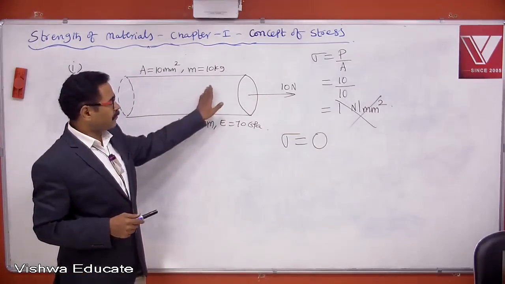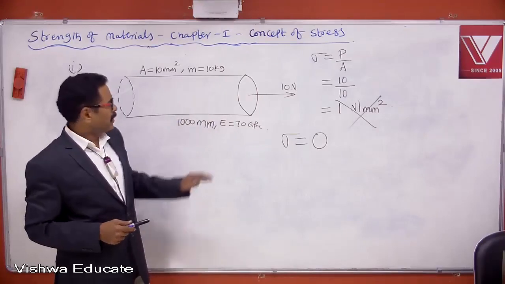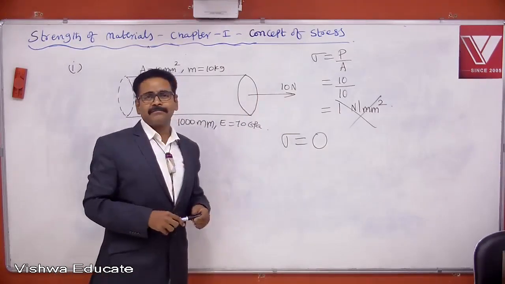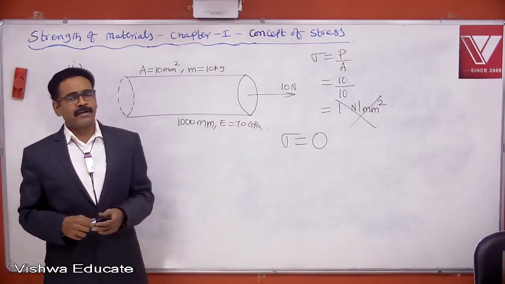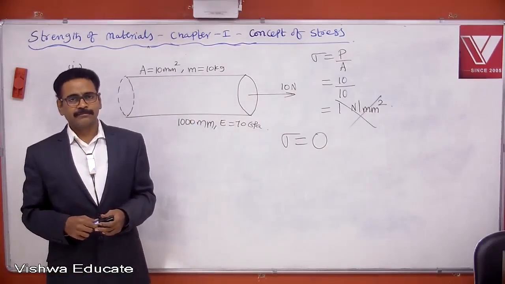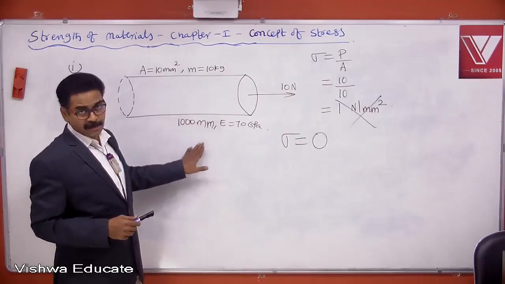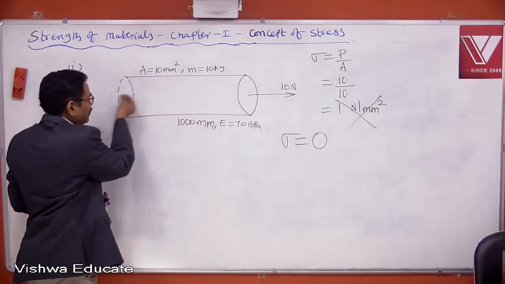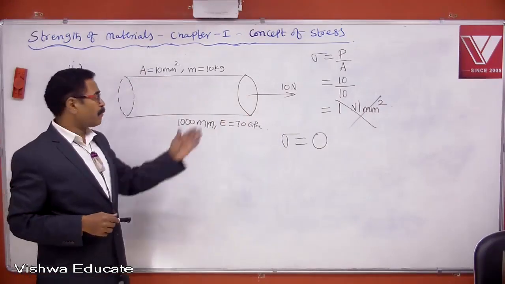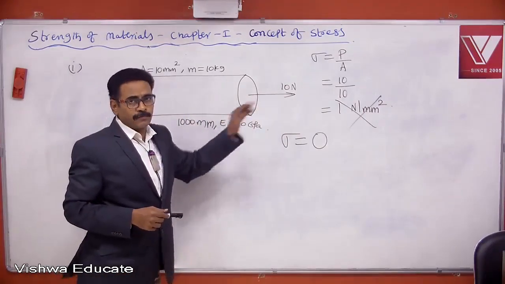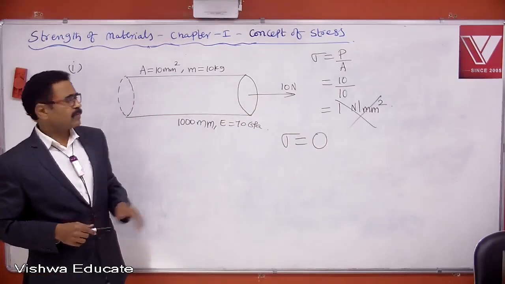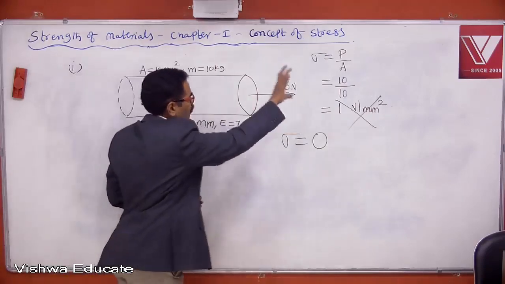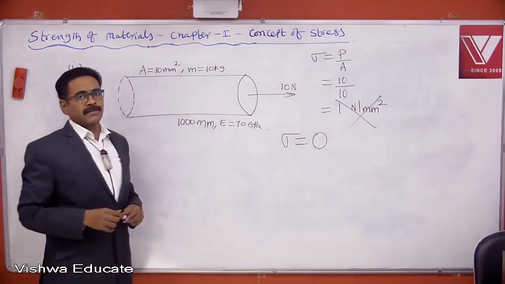What is the resisting force offered by this bar? Is this bar offering any resisting force to the external load? This bar is not offering any resisting force. This bar will not be in static equilibrium because only a rightward force is acting. There is no balancing force here, no opposite force to this 10 newton force. This bar cannot be in static equilibrium.